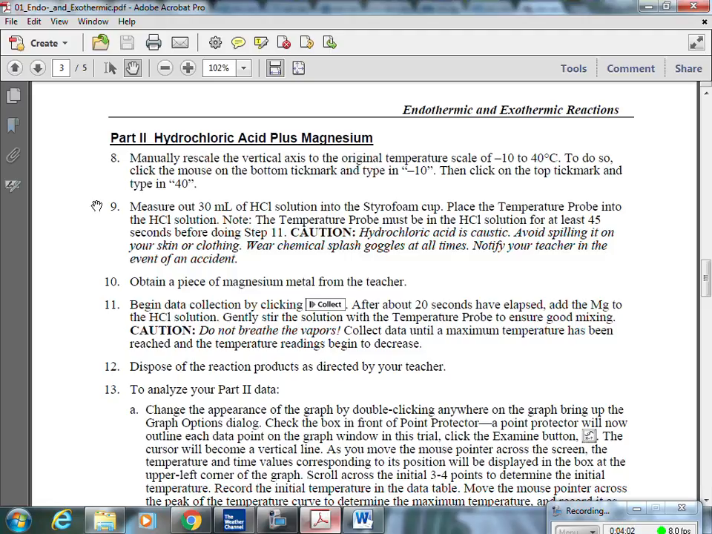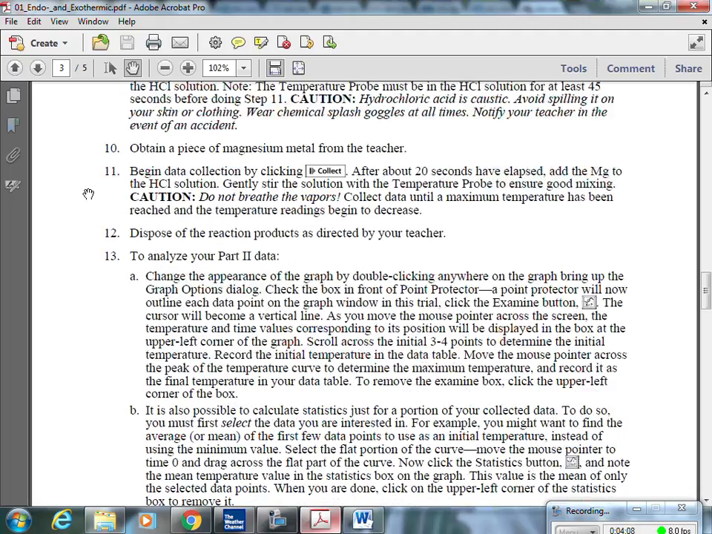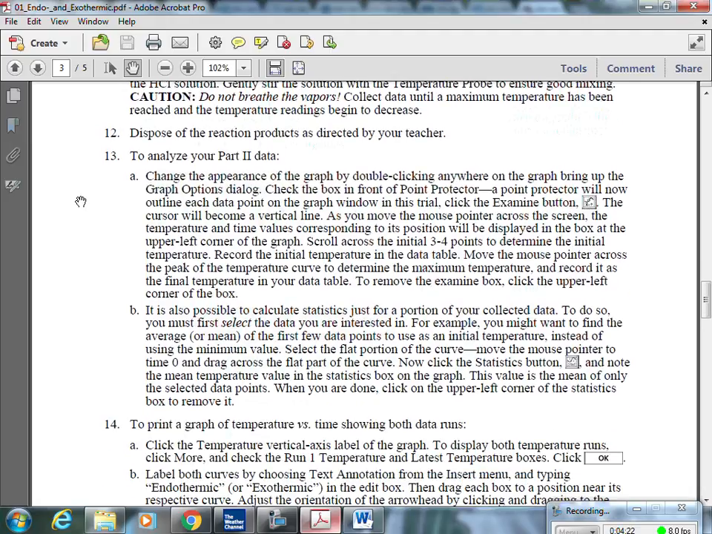You're going to put the hydrochloric acid into the styrofoam cup. Then you're going to add a piece of magnesium metal to put in there. Then you're going to watch and see what happens. It says do not breathe the vapors. It's hydrogen gas coming off, so just don't stick your nose into that. But we do not need to do this in the fume hood.